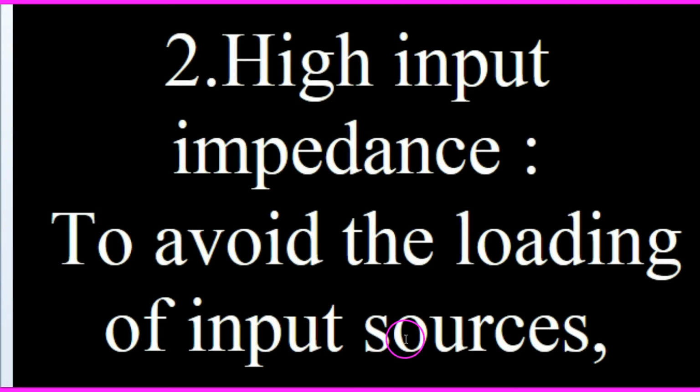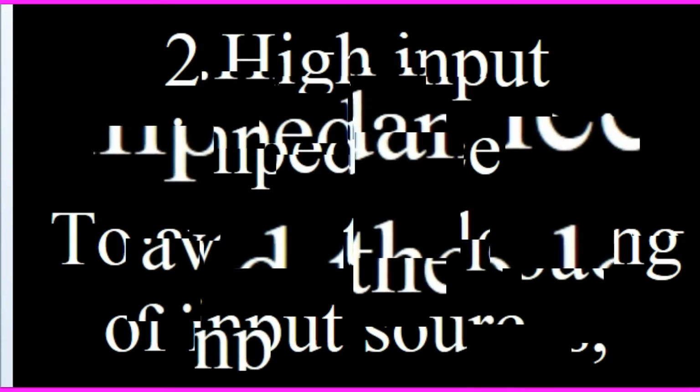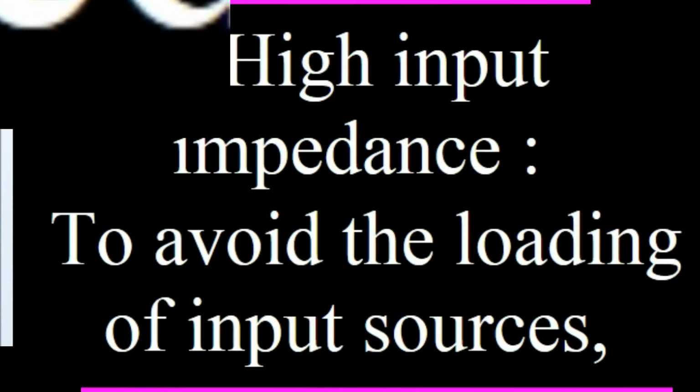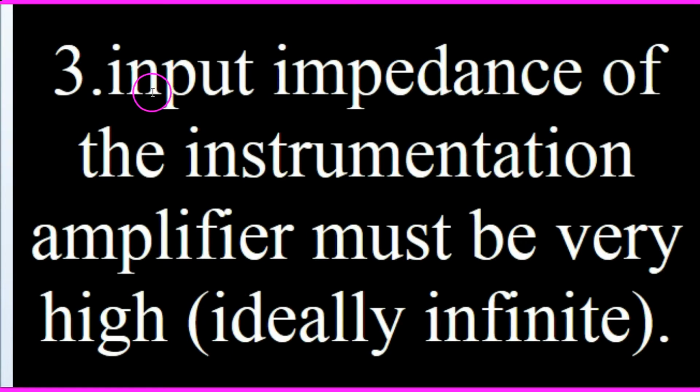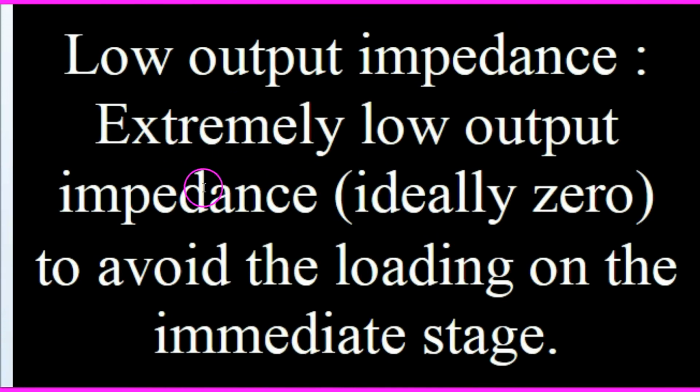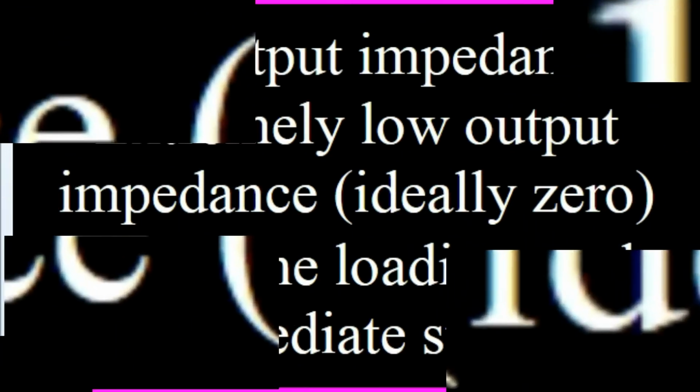Instrumentation amplifier should have high input impedance. It is required to avoid the loading of the input sources, and the instrumentation amplifier should not draw any current from the input sources. Input impedance should be high, but output impedance should be very low.